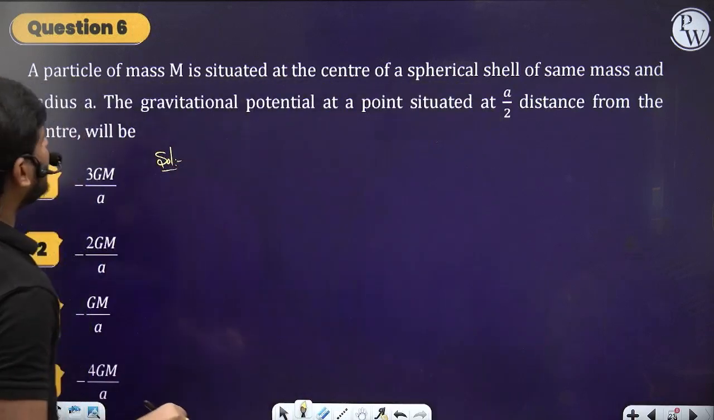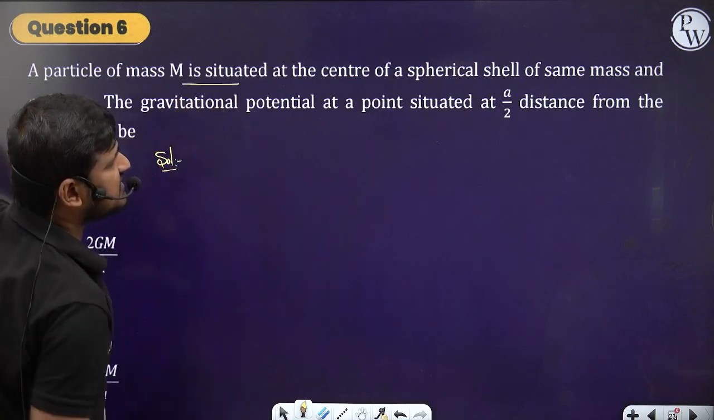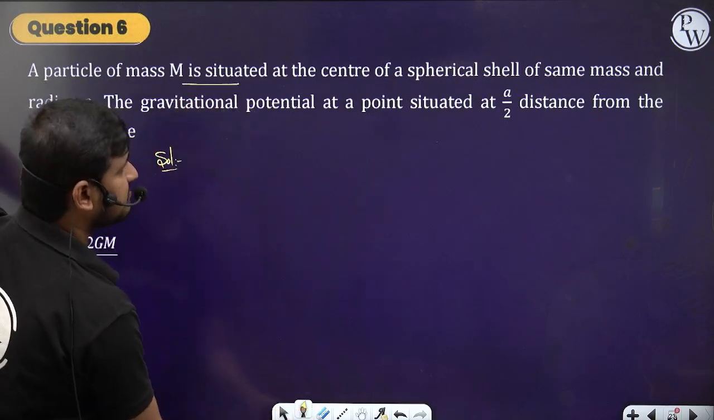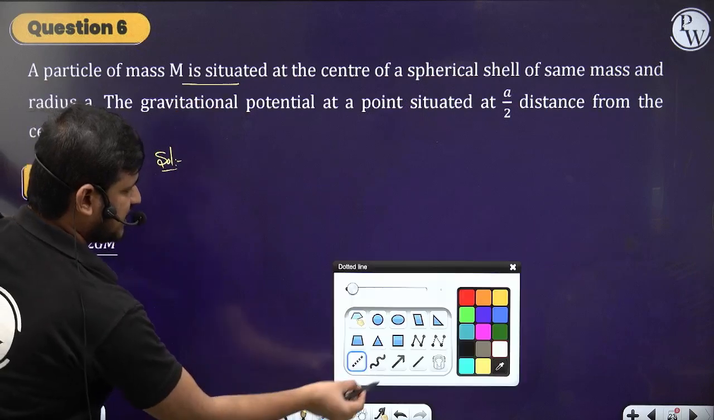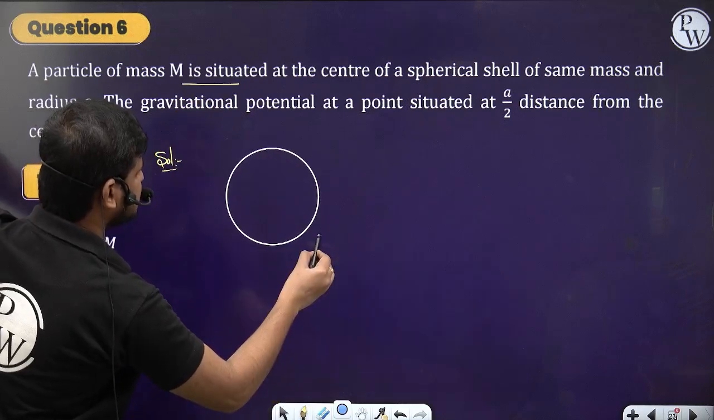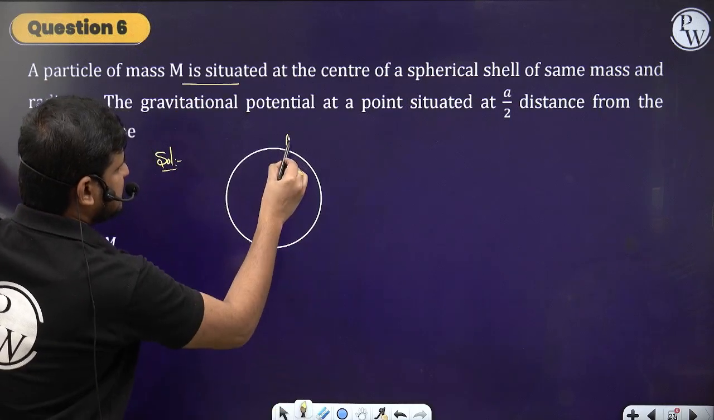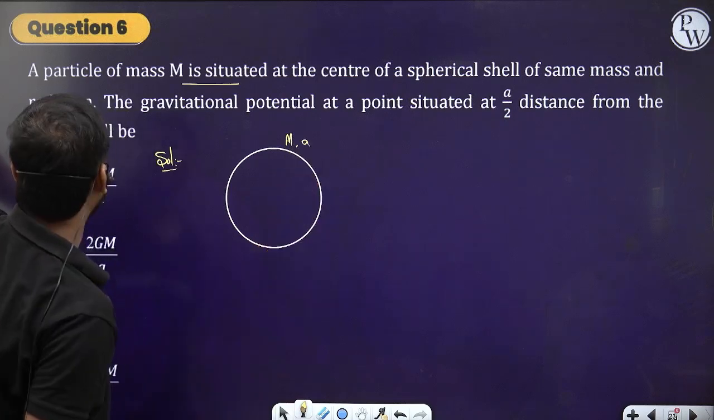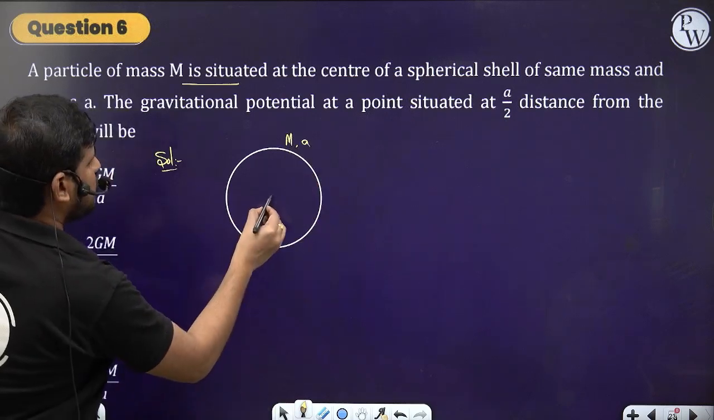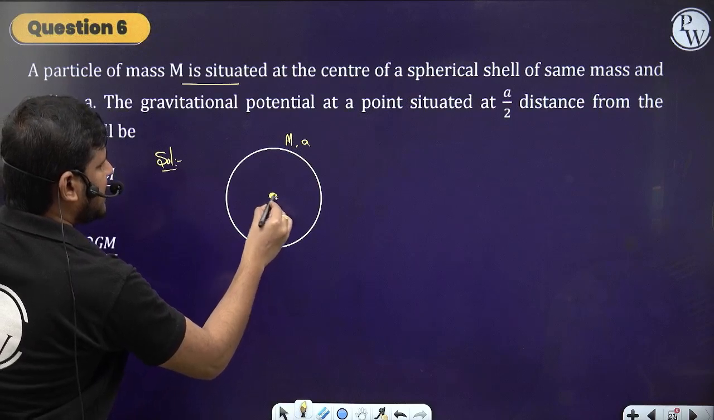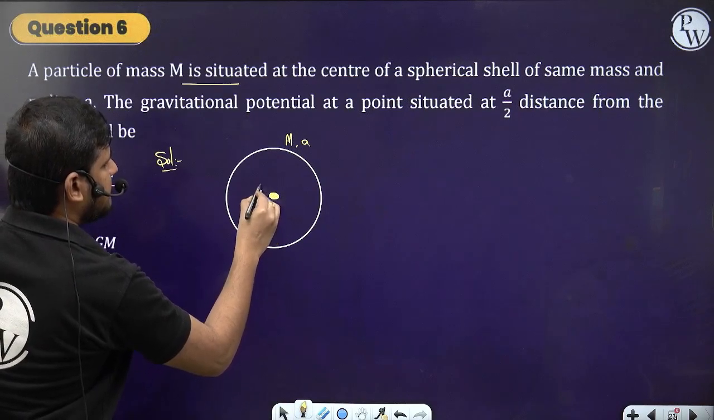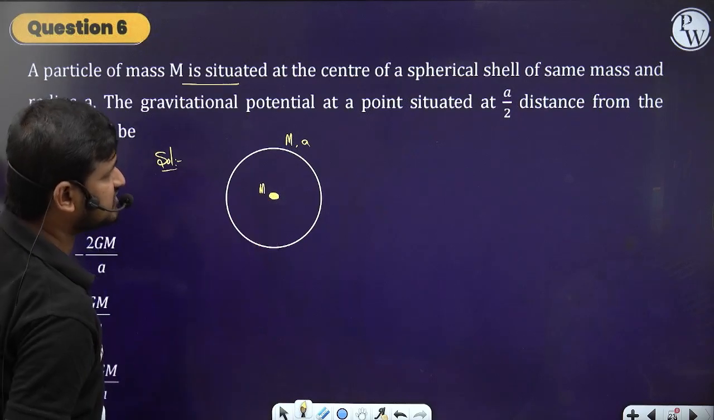A particle of mass m is situated at the center of the spherical shell of same mass and radius a. So there is a spherical shell, whose mass is m and whose radius is a. Now one more mass, capital M, this particle, which is of the same mass, is situated at the center of the spherical shell.